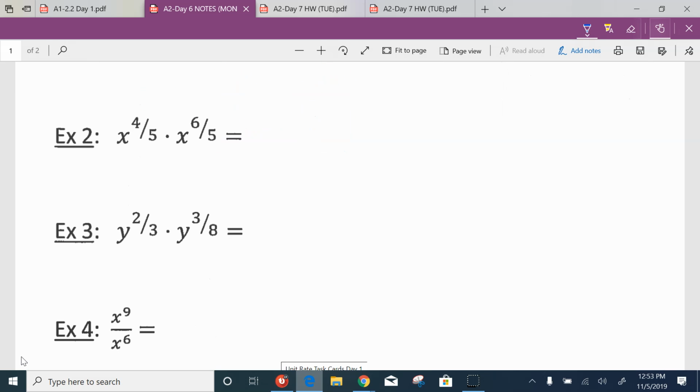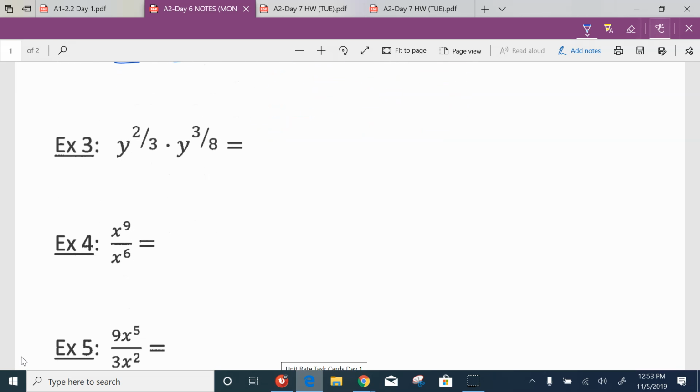Example 2, same exact thing again. Here I have the same base, x to the 4/5 times x to the 6/5. My base value is x. What I'm going to do is add my exponents, 4/5 plus 6/5. Since they have the same common denominator, I can add the numerators, and I get 10 over 5. When I simplify 10 over 5, I get 2, so I get x squared for my final result. This is all review of Algebra 1, second semester.